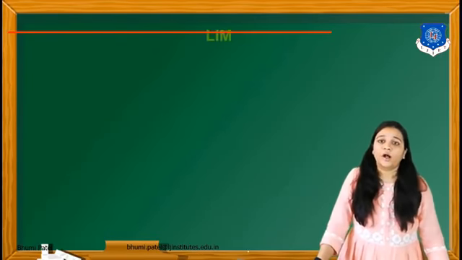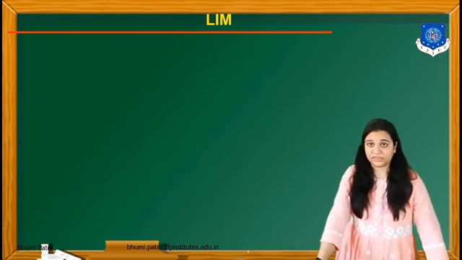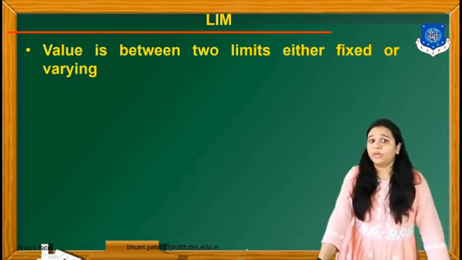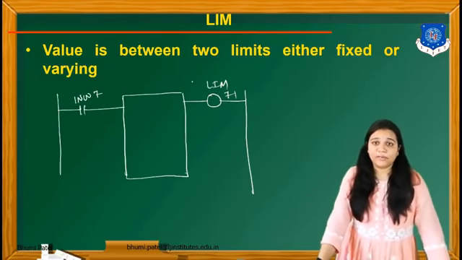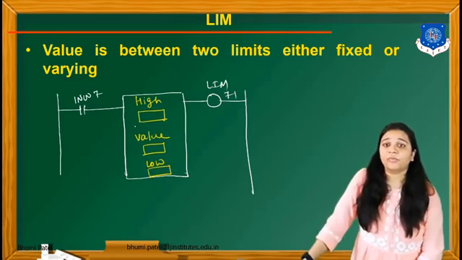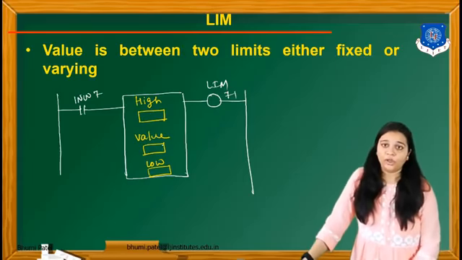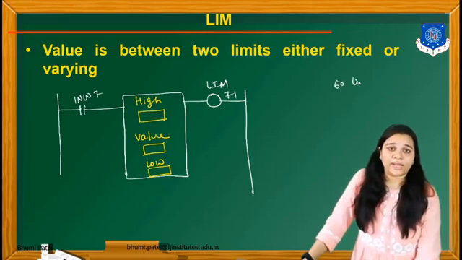Clear? Now the next special comparison function is the LIM function. LIM is known as the limit function. It checks whether the value is between two limits, either fixed or a value. For that we use the LIM function, and we take one input and one output. This is the format for the LIM function: we take one high value, then the low value, and the value that we have to check. For example, if they ask you to check the temperature between 60 and 90 degrees.